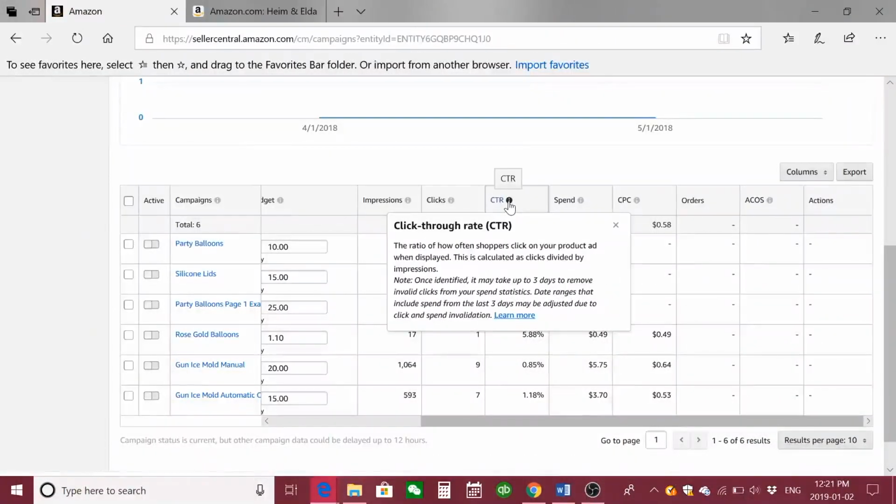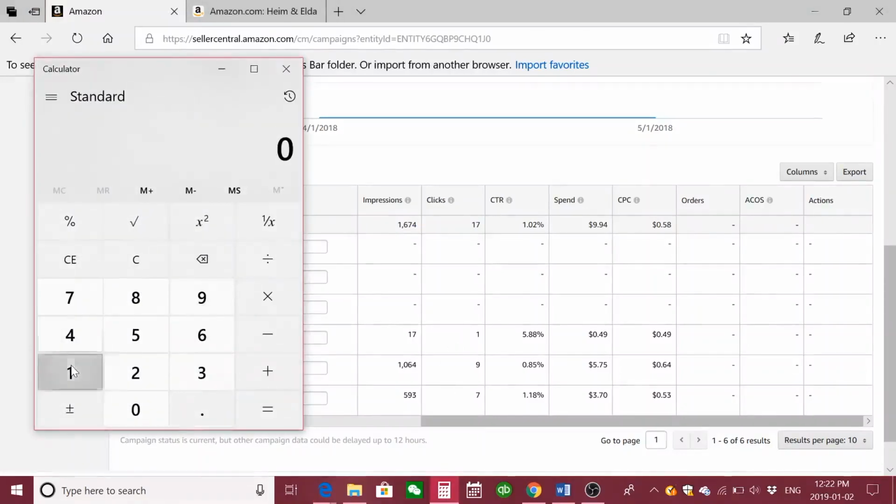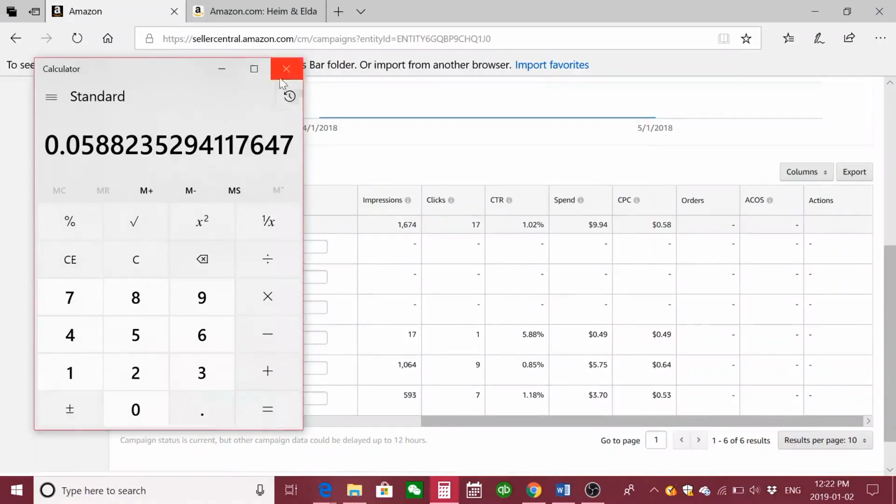CTR is the ratio of how often shoppers click on your product ad when displayed. This is calculated as clicks divided by impressions. So how many times your ad was clicked divided by impressions. If I use this example right here, one click for 17 impressions, 17 times someone saw my ad, I'll just use 1 divided by 17. So that's 5.88%. As it says right here, 5.88%.